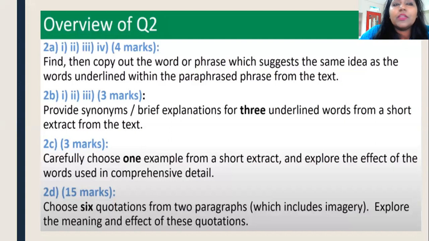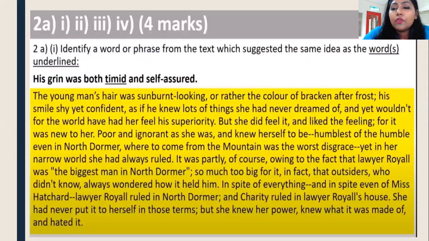And the challenging part would be 2D, which carries the highest mark for this particular question section. So it's going to be 15 marks, whereby you will be given 2 different paragraphs to read, and you are going to look for 3 words or phrases which include imagery from each paragraph given. Therefore, you are going to come up with 6 quotations from these paragraphs, and you are going to explore the literal meaning and their connotations. That means we talk about shades of meaning from the writer's point of view, and also how exactly the readers would feel when they come across all these words.